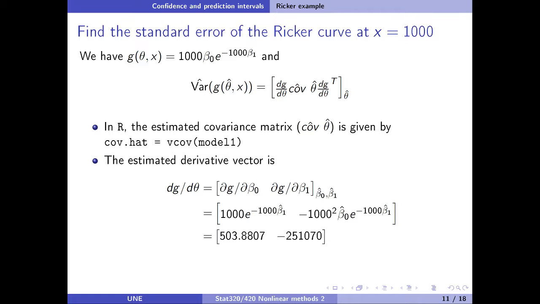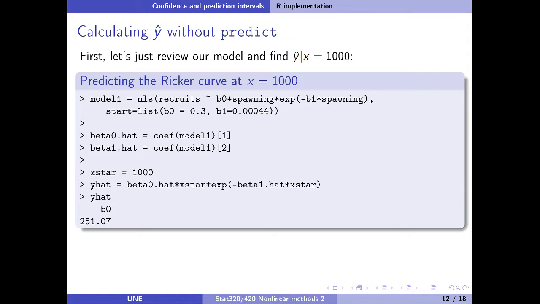Okay, so at this point, we know what dg/d theta is. We know what the covariance matrix is. All we have to do is multiply these two pieces together. To do that, we're going to need some matrix operations in R. However, before we get there, what we want to do is get started by calculating y hat.